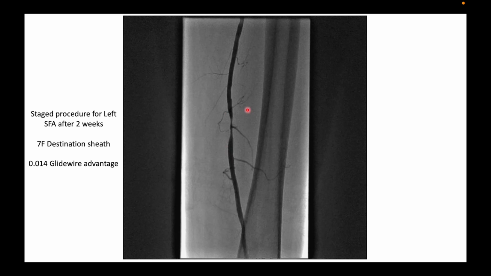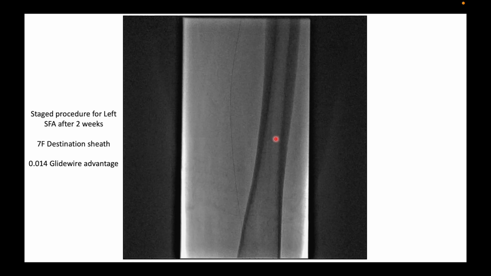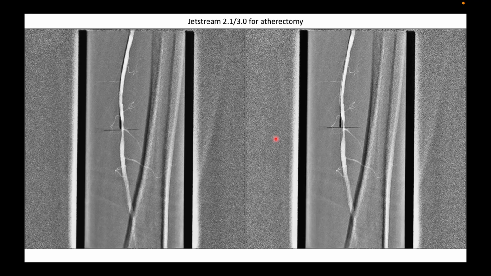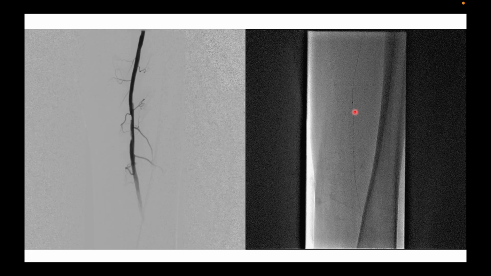A 7 French destination sheath was used. A 0.014 Glidewire Advantage has been used here. And this is the JetStream 2.1 by 3.0 for atherectomy. You can call it rotablation of the peripheral interventions. You can see here how it is moving slowly. It keeps going forward and then you bring it back. So this is the result post atherectomy.